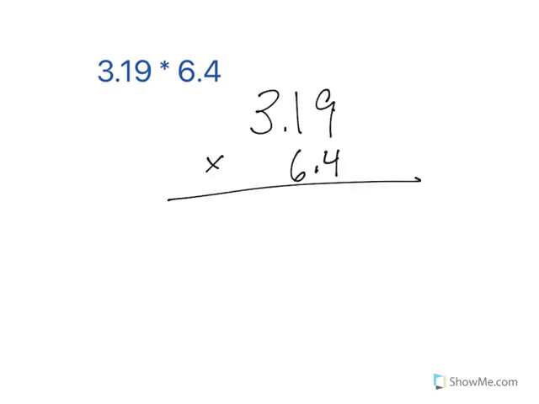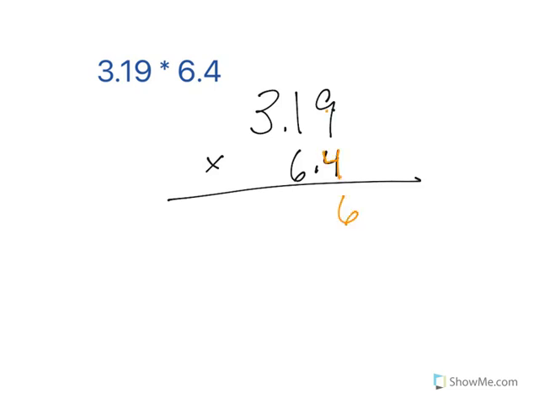And I'm going to do a couple of these. They're all going to be slightly different, so you might want to at least watch double speed or something. Okay, so same deal. 3.19 times 6.4. And we're multiplying. So again, I'm going to multiply through first by the 4.